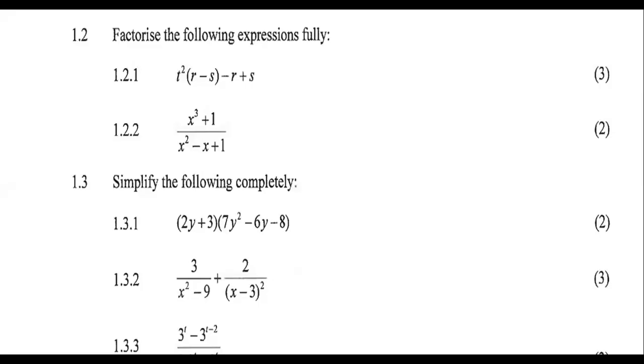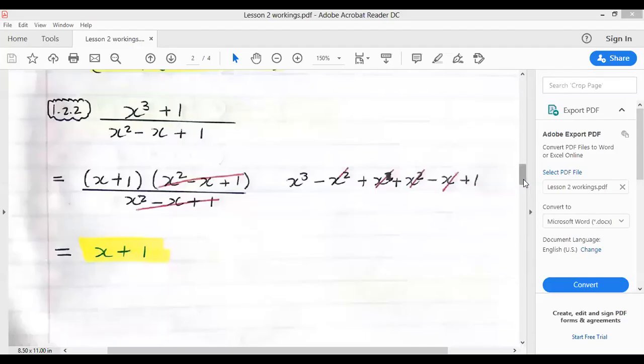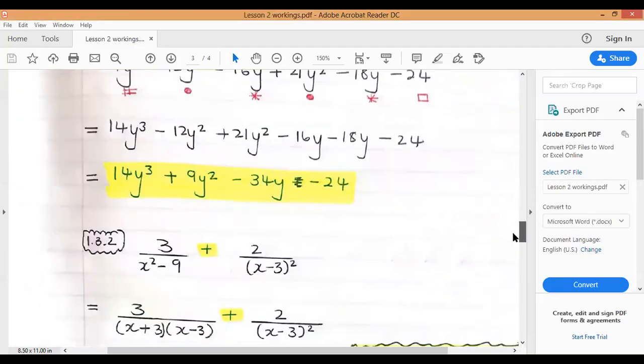Okay, now we have to simplify 1.3.1. We have to simplify 1.3.2. We also have to simplify 1.3.3. Okay, guys, so let me stop sharing and go back to my workings. Okay, I'm back to my workings.